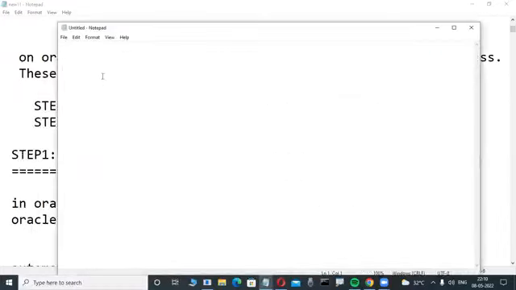Write it. Here, step 2. Step 2, write it. Communication. From here onwards it is easy, and every database has similar concepts. Communication.